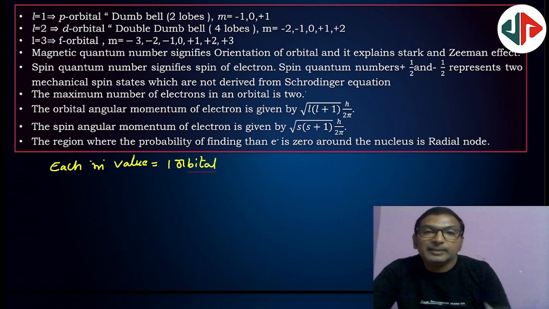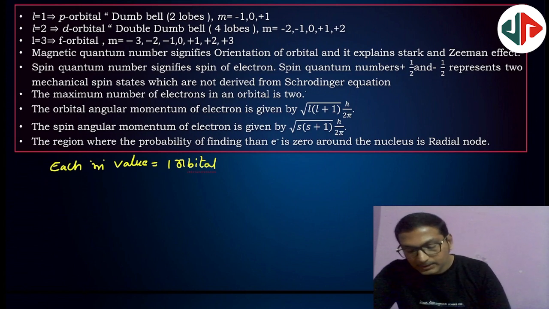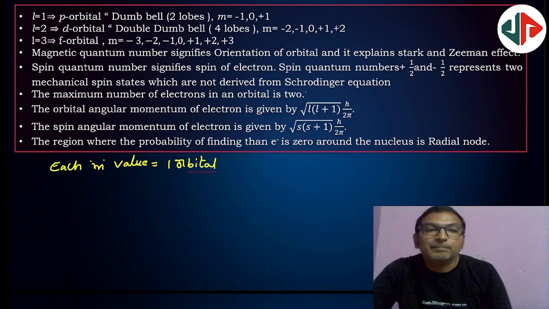Next, the Zeeman effect and Stark effect. Based on the magnetic quantum number, we can explain the Zeeman effect and Stark effect. The Zeeman effect is the splitting of each spectral line into a number of lines under the influence of a magnetic field. The Stark effect is the splitting of a spectral line into different number of lines under the influence of an electric field. We can explain the splitting.